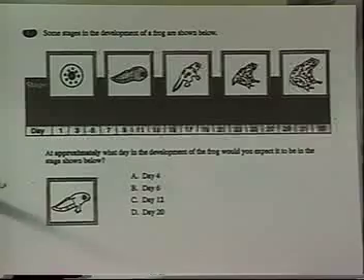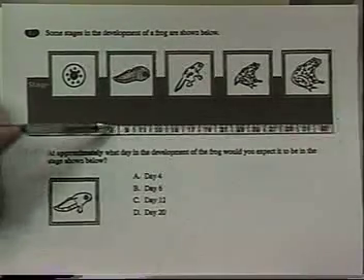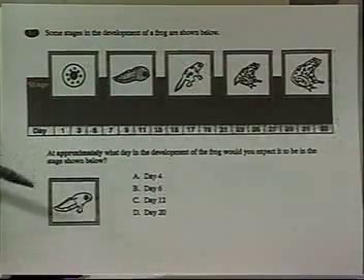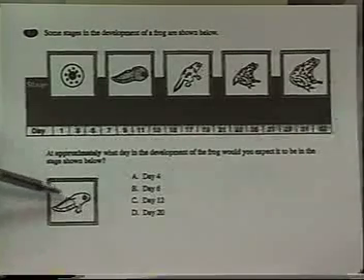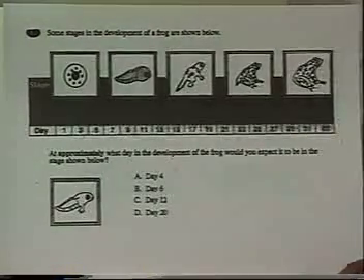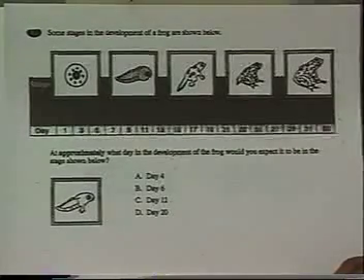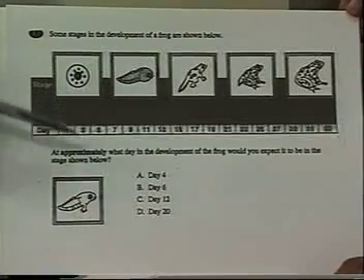Now the question is, what day? There's a timeline down here, day 1 all the way up to day 33. So, what day would you expect the frog to look like this? It only has the front legs. It doesn't have the hind legs developed yet. It has a pretty good sized tail. So what day would that be? C, day 12.